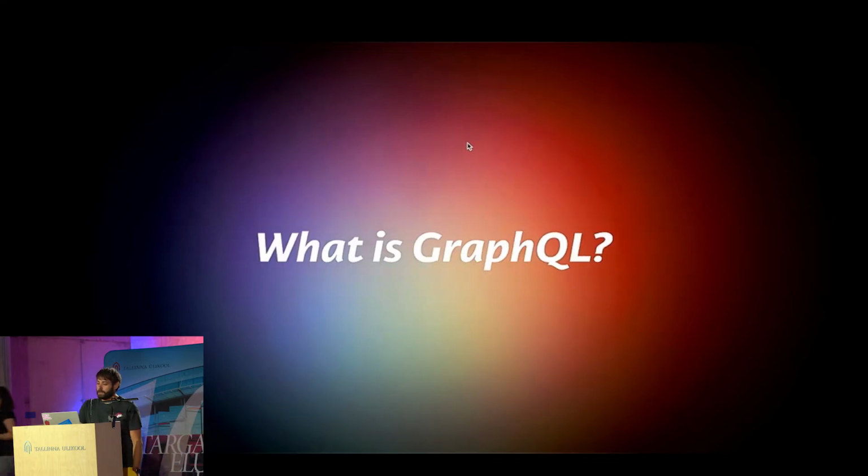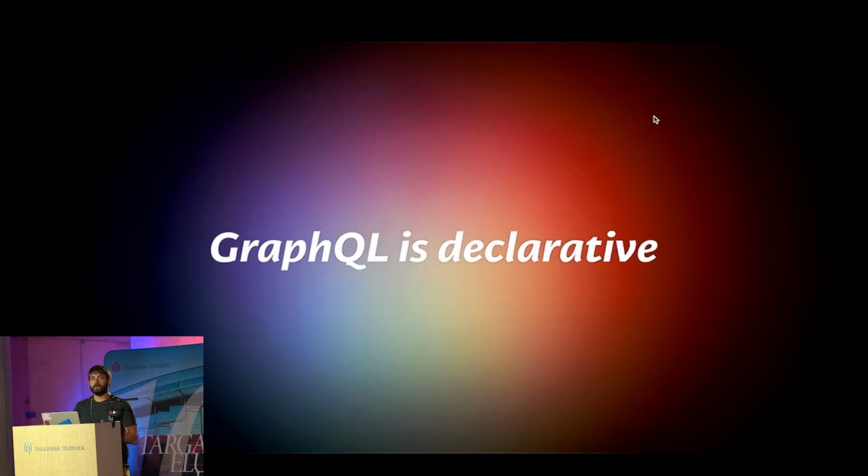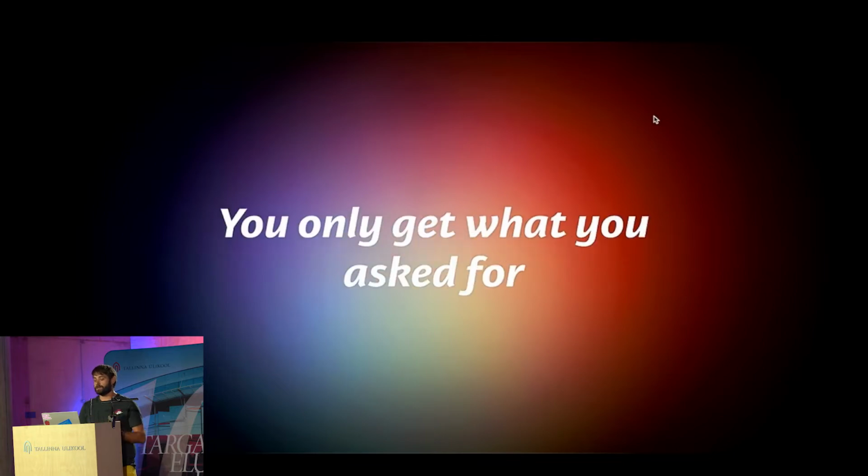What is GraphQL? GraphQL is mainly a query language for APIs, so it allows you to create an API for your application that can be queried by multiple clients. It could be a mobile application, it could be a website, and so on. And one of the key points of GraphQL is that it is declarative. So you only get the data that you ask for. So instead of having to find data in multiple endpoints, you only send a document, and then the server is going to return the data for you.